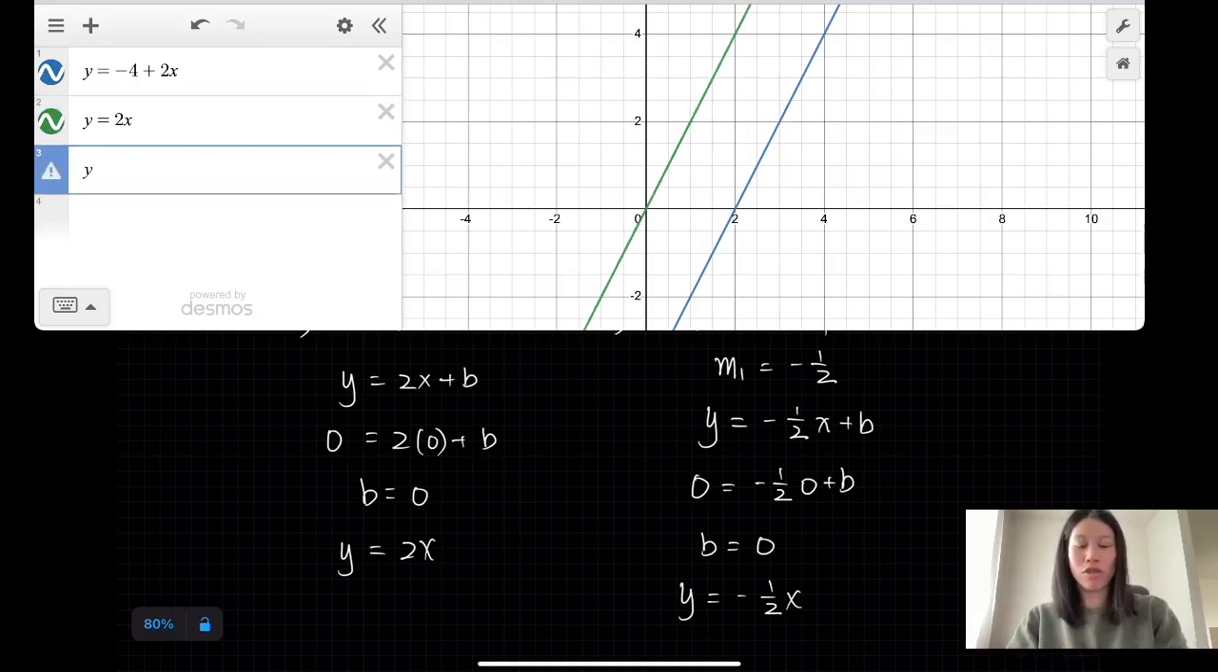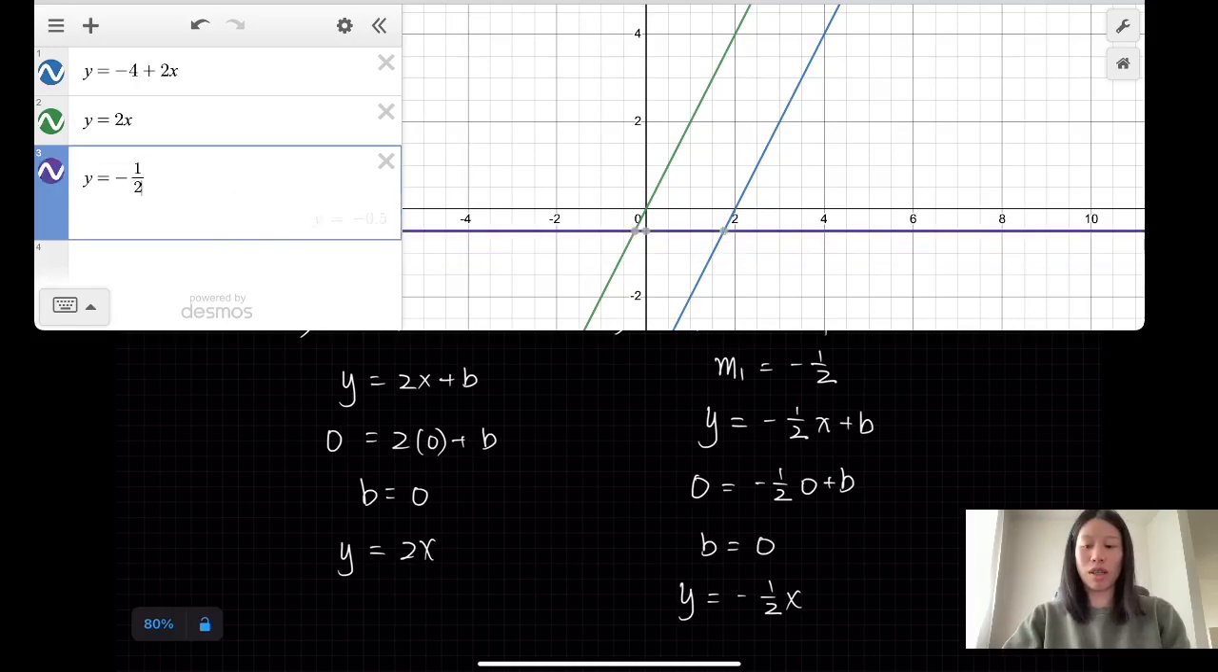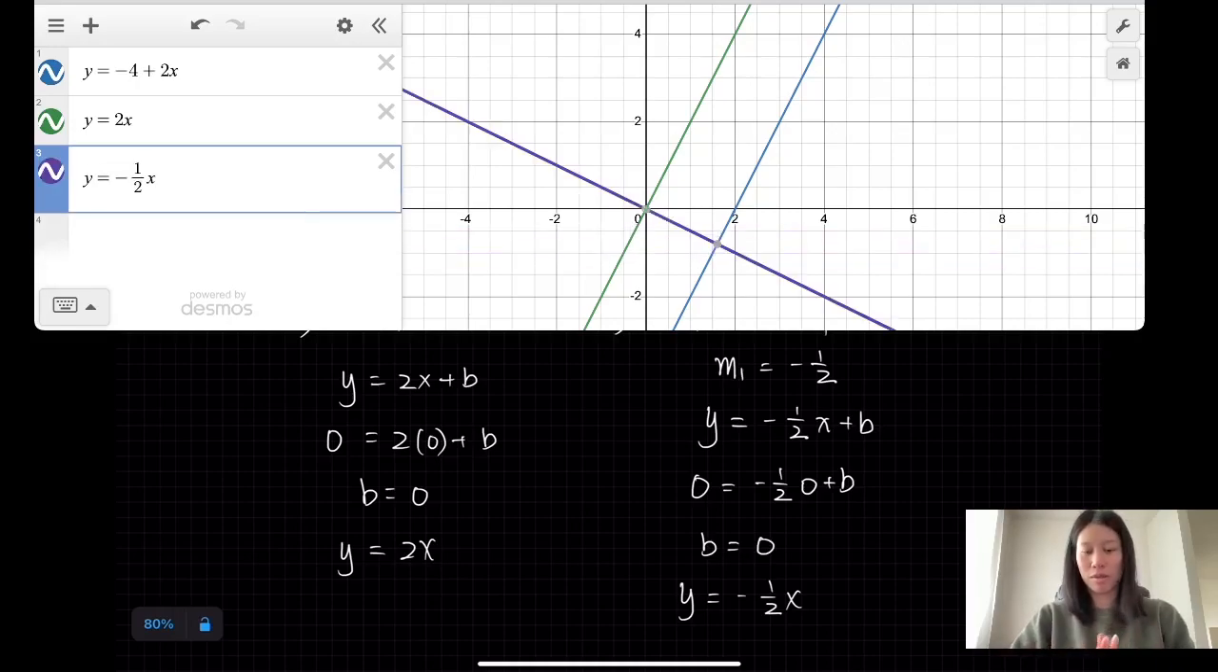And then we also need to find the line passing through the origin (0, 0) that is also perpendicular to the blue line. So what we found is -1/2 x. Look, the purple line is perpendicular to the blue one, also passing through the origin. That means those are the 2 lines that we are looking for.